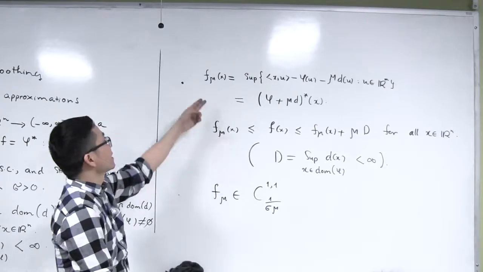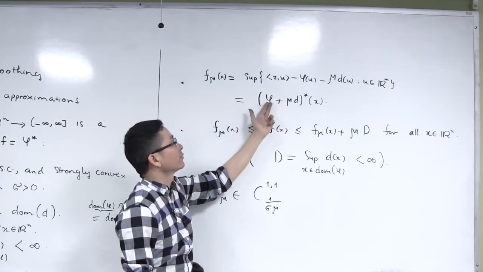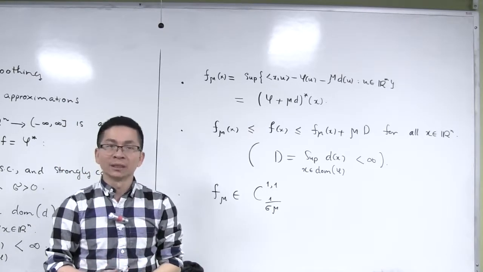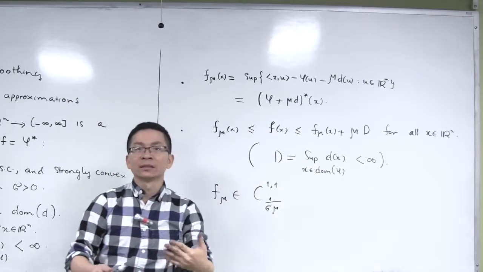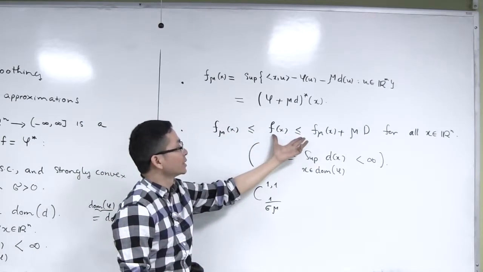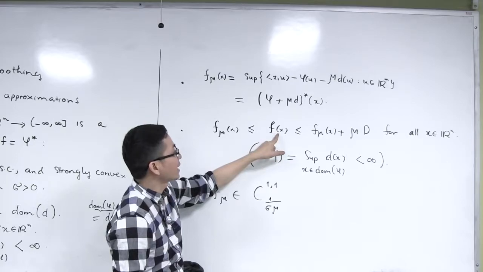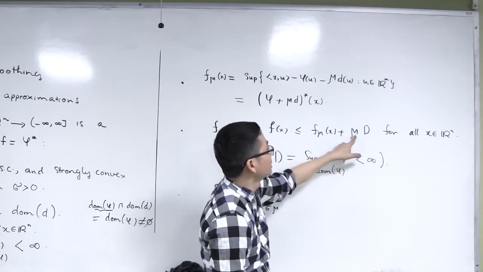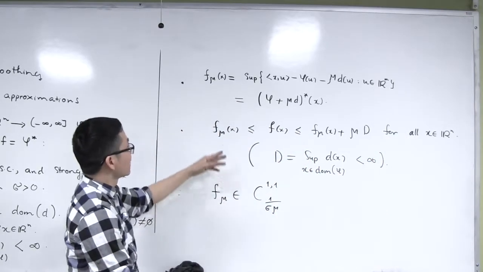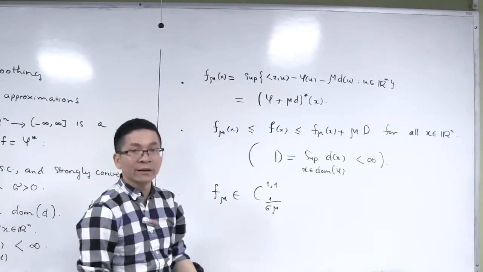Now, recall that f mu is defined as follows. f mu is just the Fenchel conjugate of the sum of phi and mu times d. Under more assumptions on the function d given in the definition of the proximity function, you're going to see that this new condition is satisfied. That means f mu of x is always less than or equal to f of x and less than or equal to f mu of x plus mu times D, and this is true for all x in Rn. This guarantees that f mu is in fact a good approximation of the function f.